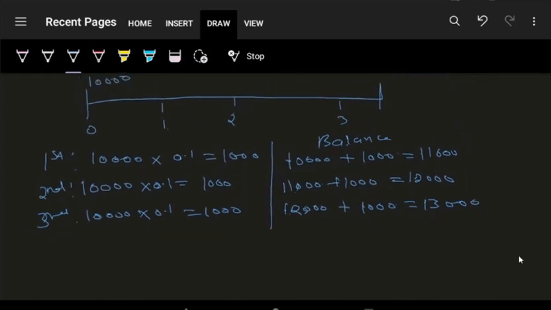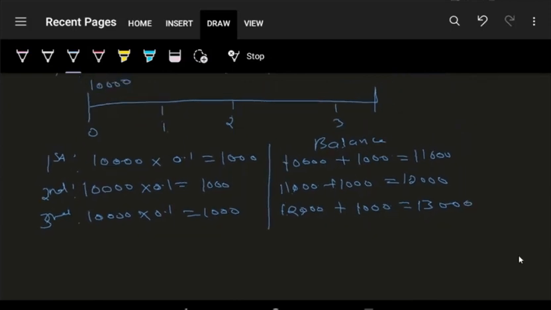So you see, the interest earned in the first year is 1,000 rupees, and the balance has risen to 11,000 rupees. But still in the second year, the interest that we are calculating is on 10,000 rupees instead of 11,000. So the interest earned in the first year is not earning any interest in the second year. Similarly, the interest of the second year is not earning any interest in the third year, since in the third year we are again calculating the interest on 10,000 rupees instead of 12,000 rupees.